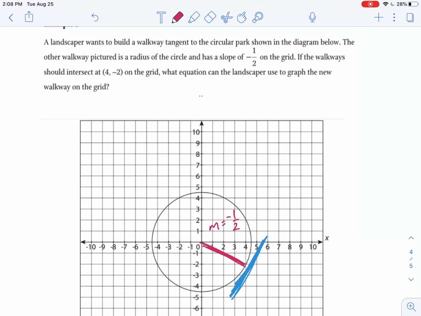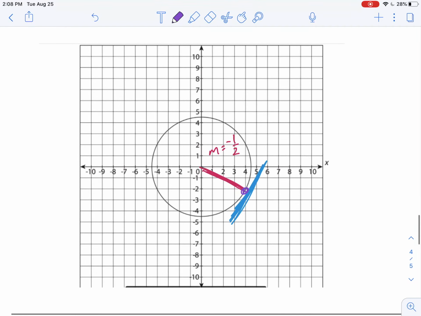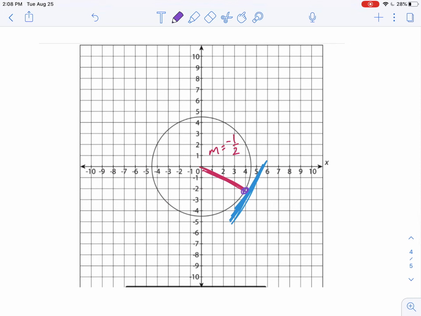If the walkways should intersect at the point (4, -2), right there, what equation can the landscaper use to graph the new walkway? Okay, so I want an equation for the blue walkway.